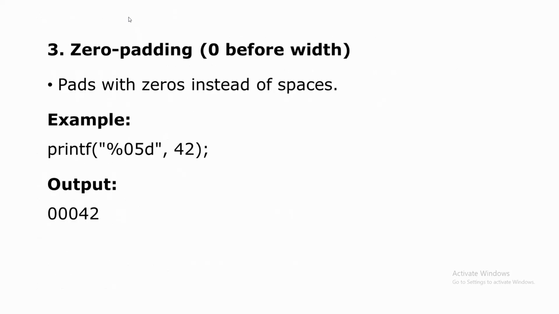So the output becomes 00042. Instead of spaces, zeros are added. Let us compare this with a real life example. Suppose your college gives every student a roll number. Instead of writing 15, they write 00015. Why? Because all the roll numbers have the same number of digits. Similarly, banks, ATM cards, employee IDs, invoice numbers, passport numbers all use leading zeros to maintain fixed length.